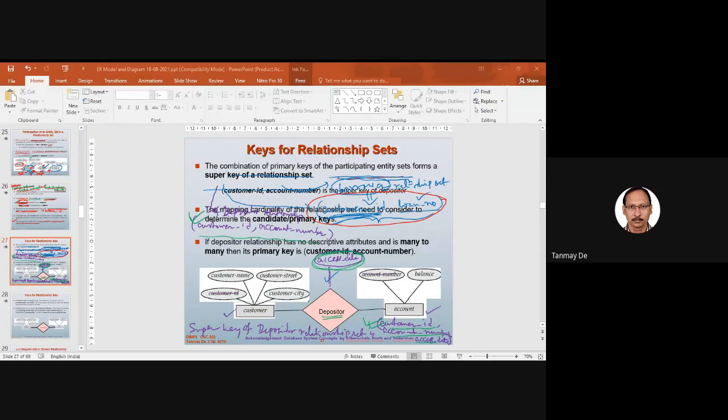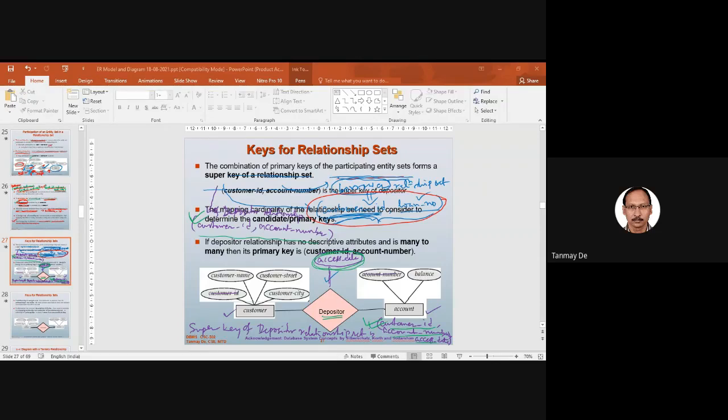You got my point? There are three possibilities. The first possibility is if the relationship is many to many. If many to many, then what is the primary key of the depositor? The combination of the primary keys of both the entity sets, that is customer ID and account number. Is it clear? In that case, which one is the primary key? Customer ID, comma, account number.